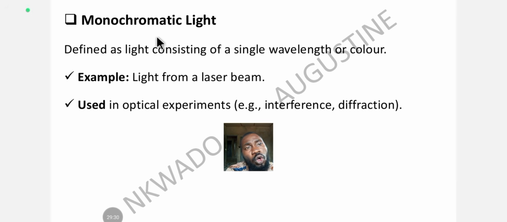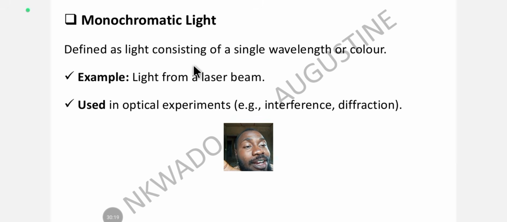Now we are looking at monochromatic light. What is monochromatic light? It's light that consists of just one wavelength of color, like I told you before. Remember, mono means one, chromatic means color. So monochromatic light is light that has what? One wavelength or color, either one color or one wavelength. Mono means one, chromatic means what? Color. So one wavelength or color.